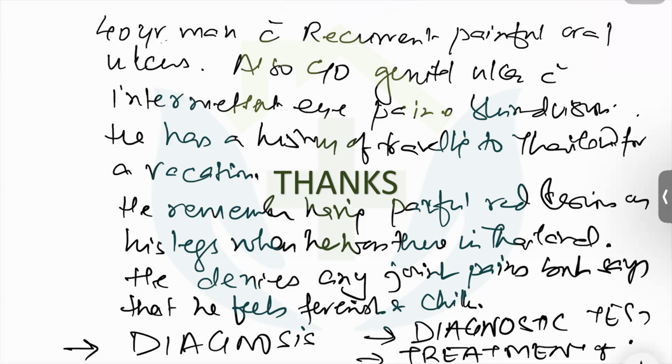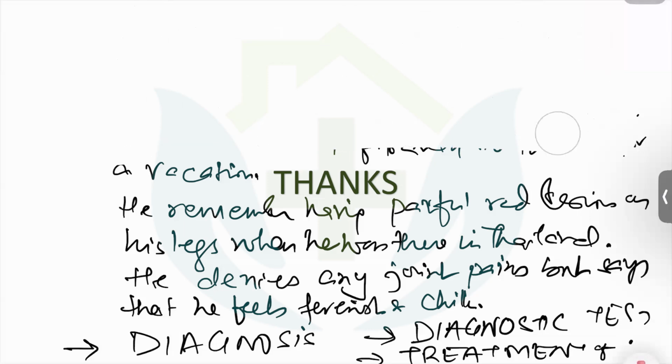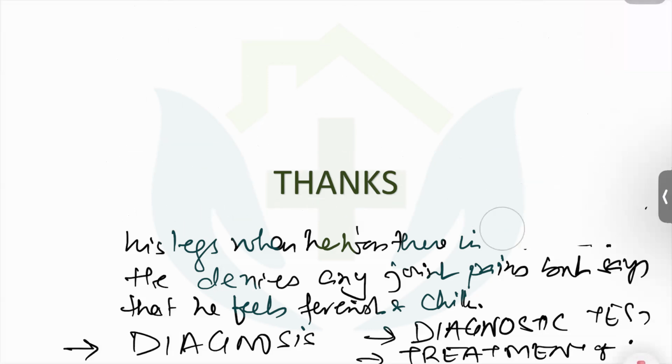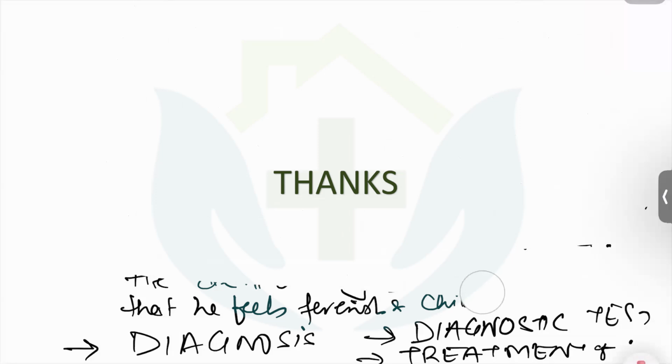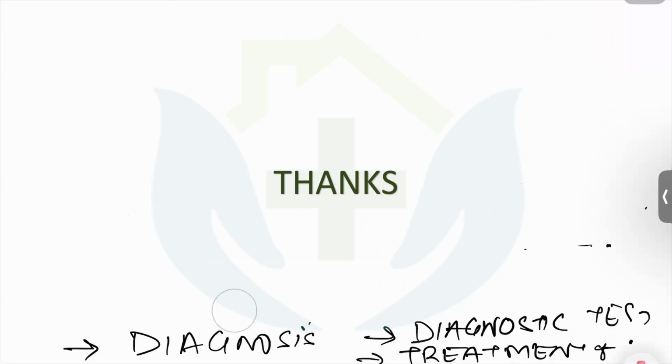Diagnosis is Behçet's. Diagnostic test, pathology test. Treatment is, as you said, steroids. All right. So the diagnosis is Behçet's. Why not Reiter's arthritis? Why not reactive arthritis? Because he fulfills all the criteria of Behçet's, and also he did not complain of arthritis. No joint pains. So we cannot have a diagnosis of arthritis if the joint pains are not there.